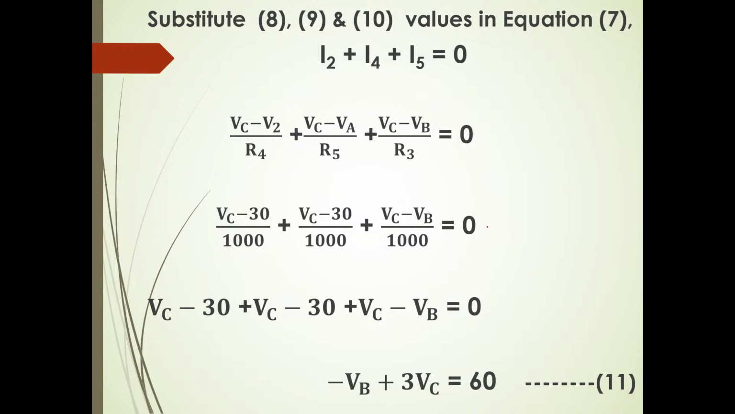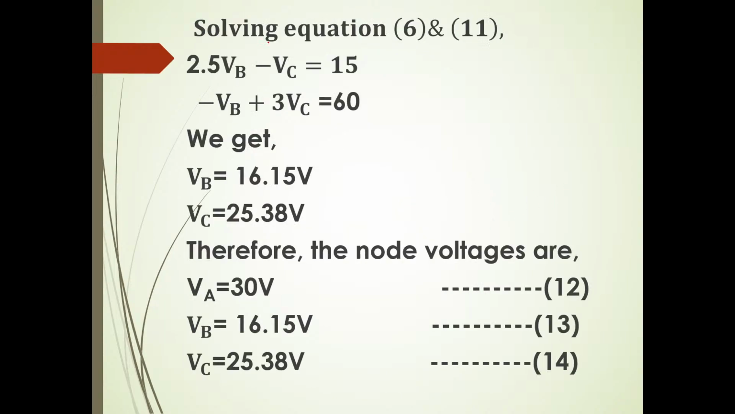So I hope you have completed. I am just changing this slide. So now solving equation 6 and 7. So what is our equation 6? 2.5 VB minus VC equal to 15. Equation 11 is minus VB plus 3 VC is equal to 60.